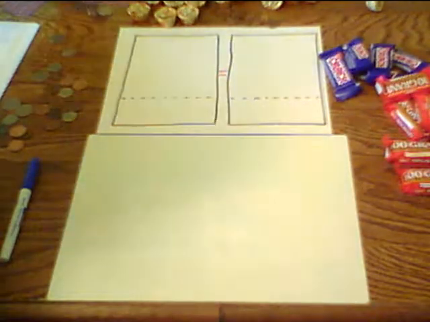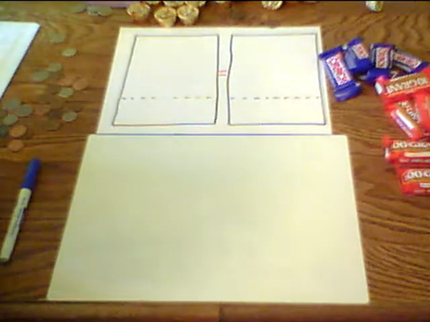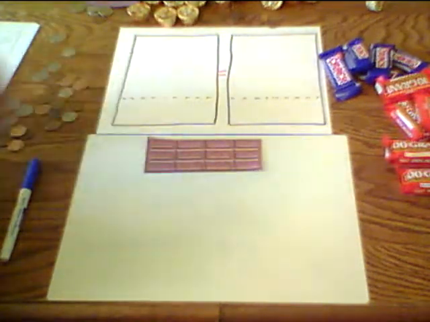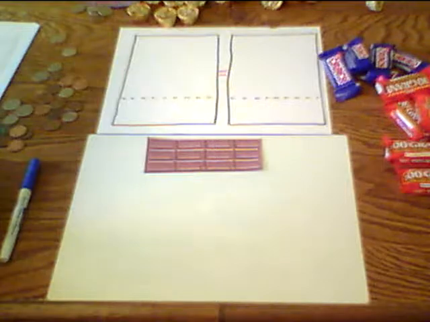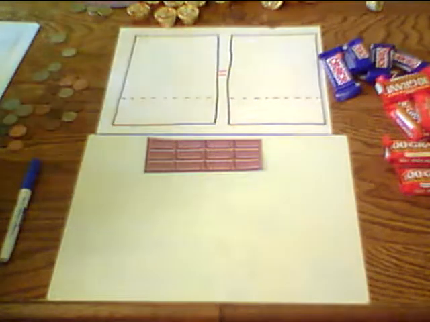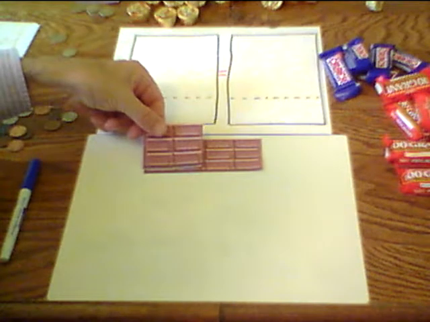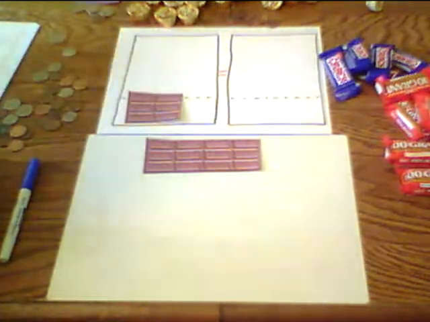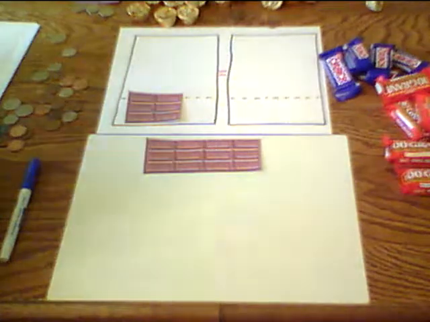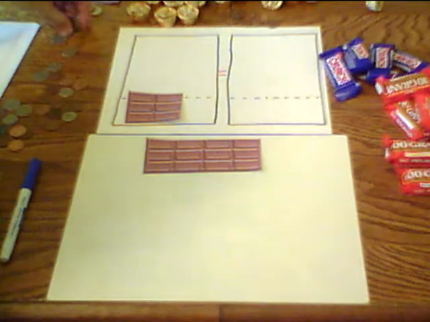So let's just say something like this. Let's just use this as the whole candy bar. So Hershey's candy, and that's one whole candy bar. And I'd say, okay, so let's say somebody has half a candy bar. There's my half. Half a candy bar costs 7 cents.